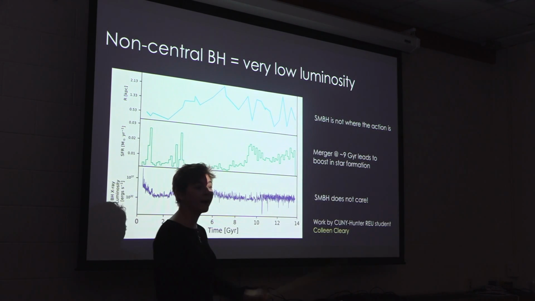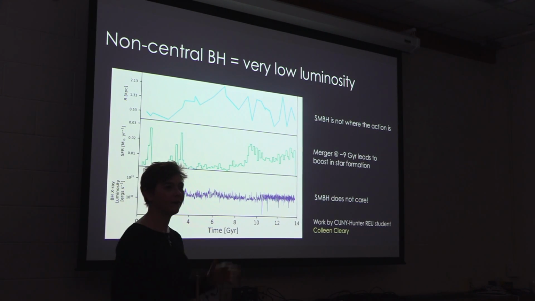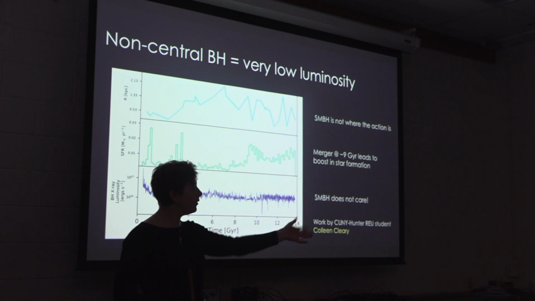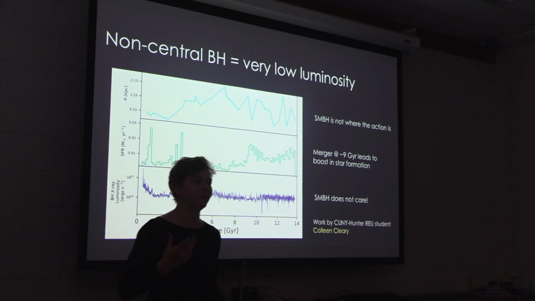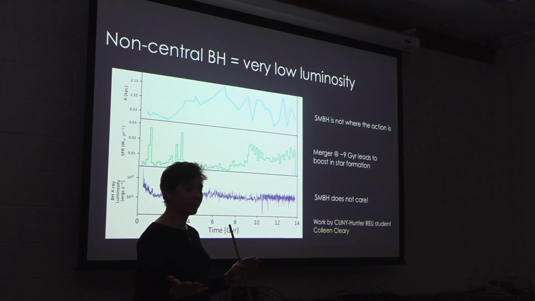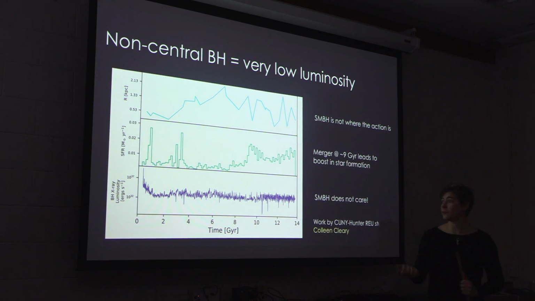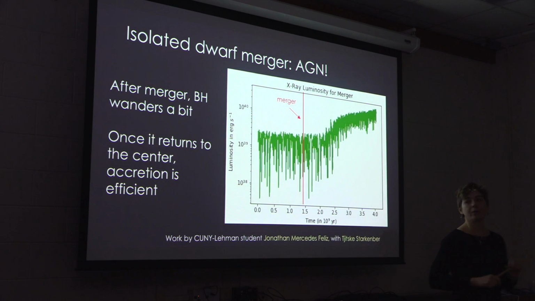So this black hole does not care that there's a merger and a star formation event going on because it's sitting on the outside looking in at that event going, oh hey, look at that star formation. I'm just going to hang out here and not accrete anything. So that's often what's going on, is that there are star formation events, there are mergers, however, the black hole is not present for them, and so the luminosity of the black hole is very, very low. This was a little alarming to me because I really wanted to find some dwarf AGN in my sample, and there aren't any. So some work I did 2 summers ago with student Jonathan Mercedes Feliz and Chitka Starkenberg at the CCA.